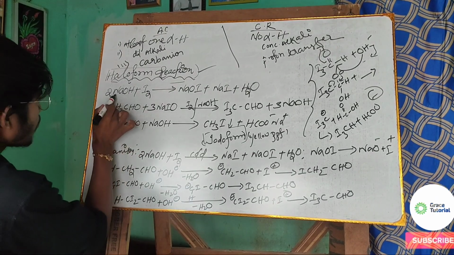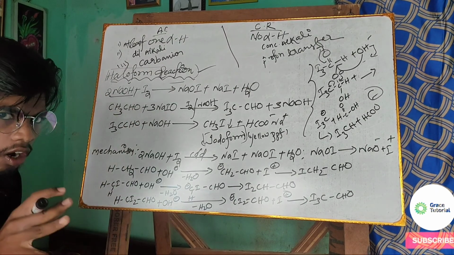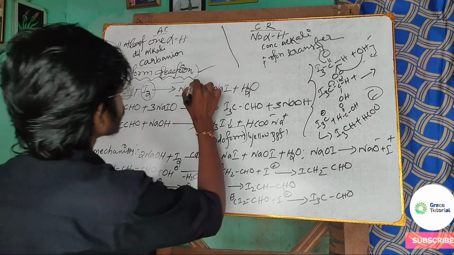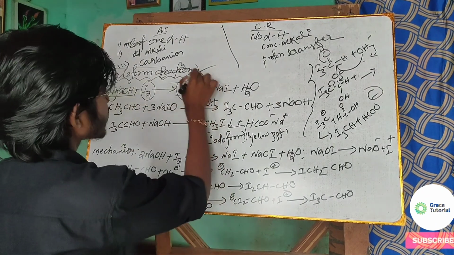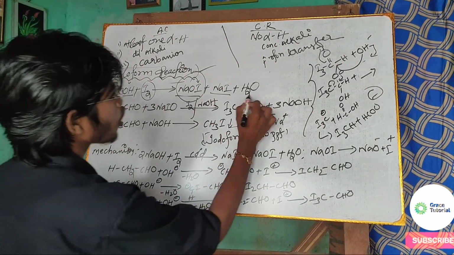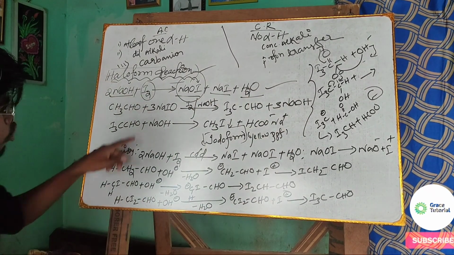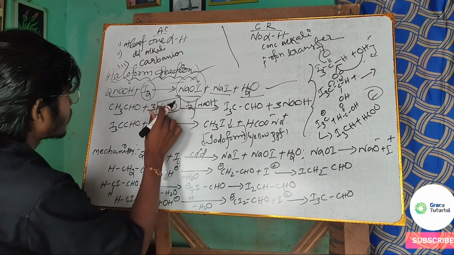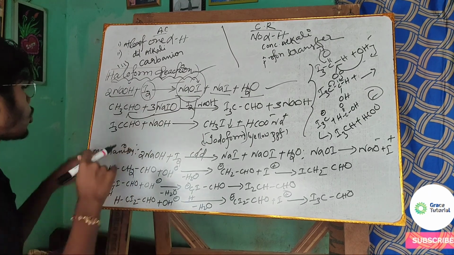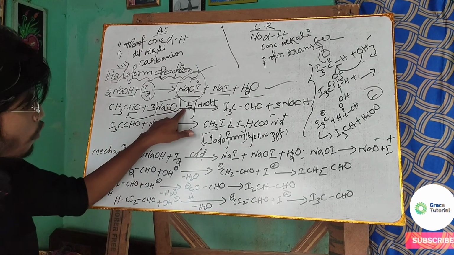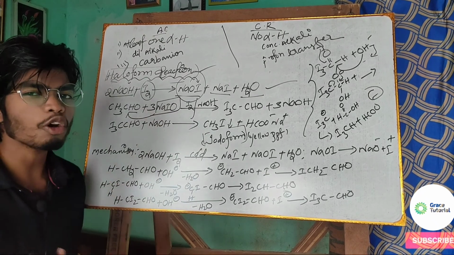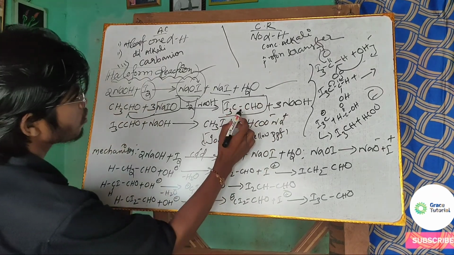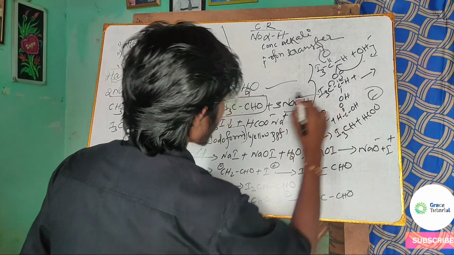Look here. Here we have sodium hydroxide, NaOH. When sodium hydroxide reacts with iodine, sodium hypoiodite is obtained, that is NaOI, along with sodium iodide and a water molecule. Then this NaOI reacts again with acetaldehyde in the presence of I2 and NaOH, that means iodine and sodium hydroxide. Then it gives the product I3C-CHO along with 3 sodium hydroxide.